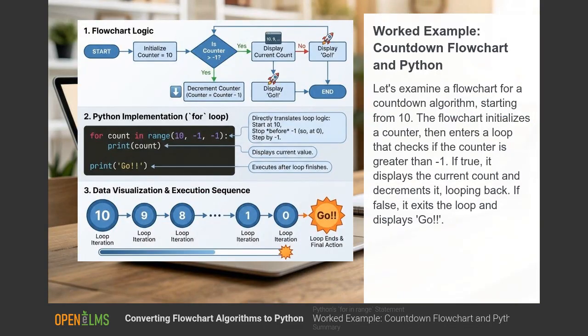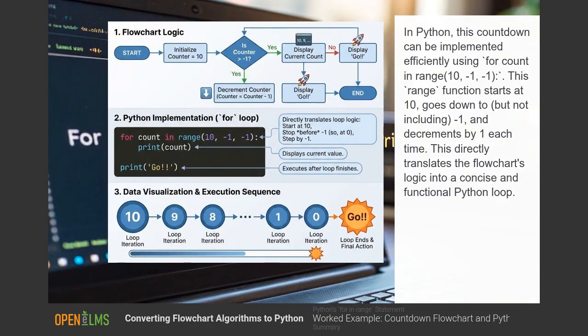Worked example, countdown flowchart and Python. Let's examine a flowchart for a countdown algorithm, starting from 10. The flowchart initializes a counter, then enters a loop that checks if the counter is greater than -1. If true, it displays the current count and decrements it, looping back. If false, it exits the loop and displays go.